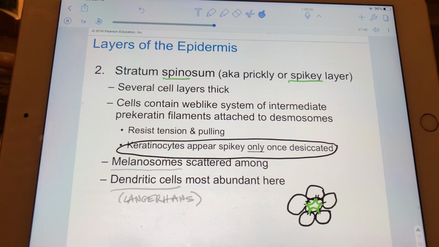We're going to have the extensions of melanocytes reaching out into stratum spinosum, therefore delivering melanosomes, the packages of melanin, okay? Langerhans cells or dendritic cells are going to be hanging out primarily in stratum spinosum, okay? And stratum spinosum is several layers thick, whereas stratum basal is only one cell layer thick, okay?